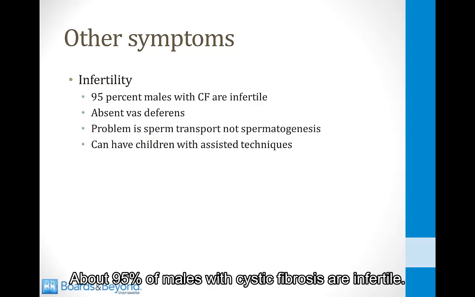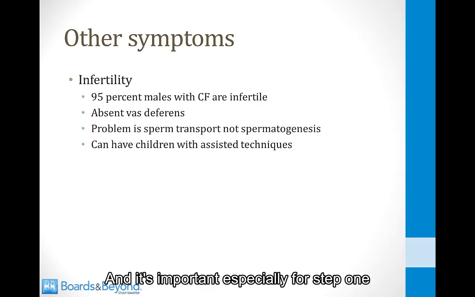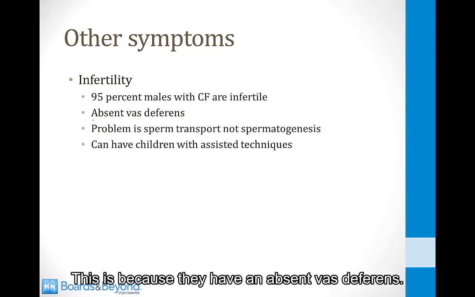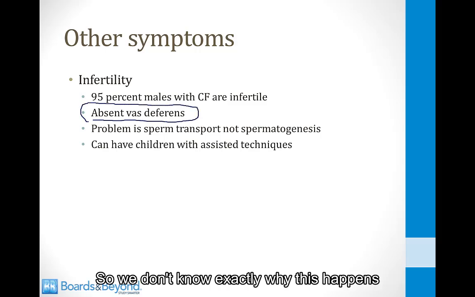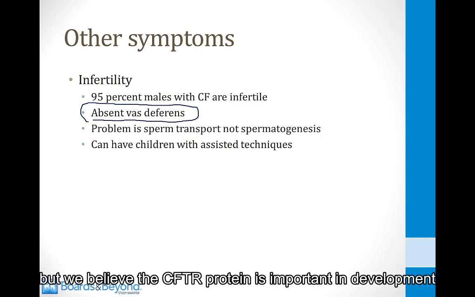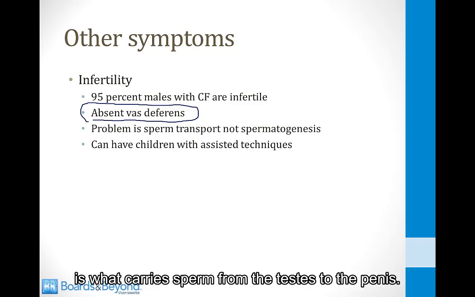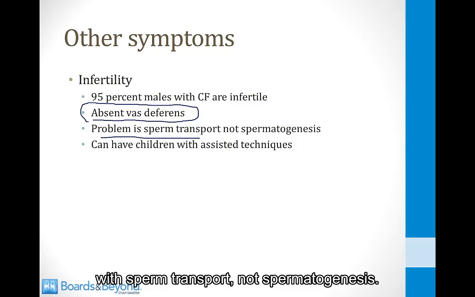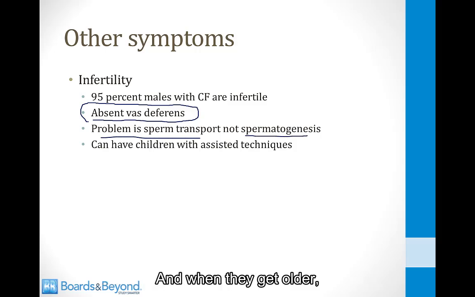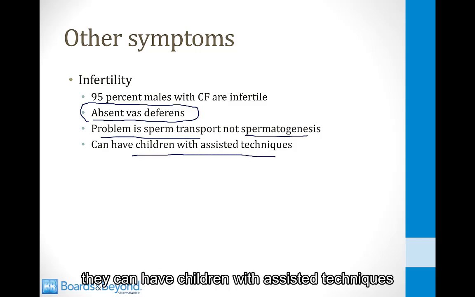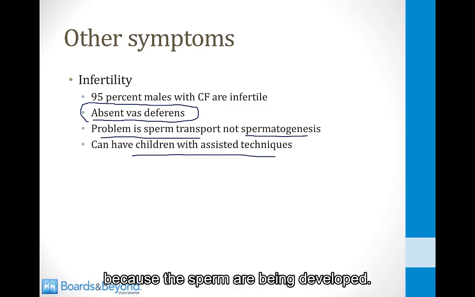About 95% of males with cystic fibrosis are infertile, and it's important, especially for Step 1, that you know the mechanism of this. This is because they have an absent vas deferens. So we don't know exactly why this happens, but we believe the CFTR protein is important in the development of the vas deferens in the fetus. So it fails to develop, and recall that the vas deferens is what carries sperm from the testes to the penis. So these children have a problem with sperm transport, not spermatogenesis. And when they get older, they can have children with assisted techniques because the sperm are being developed.